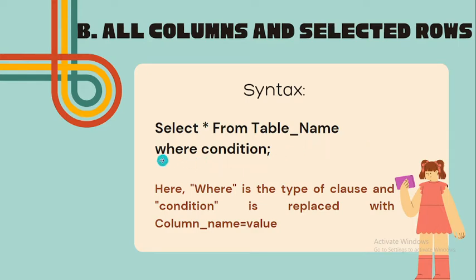So what is where here? Here where is a type of clause, and this condition is replaced with the column name equals to value. So whenever we want to have some selected records, keep in your mind that it is important that we always include the where clause whenever we want selected records.